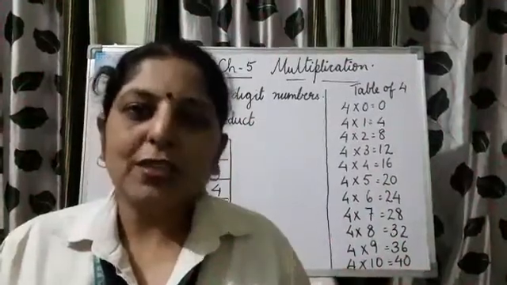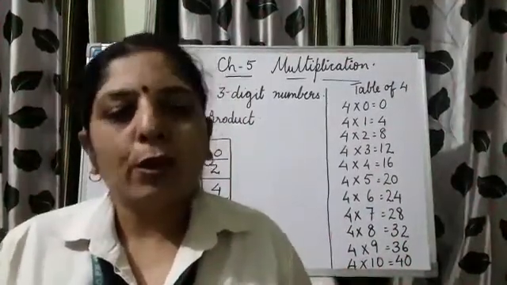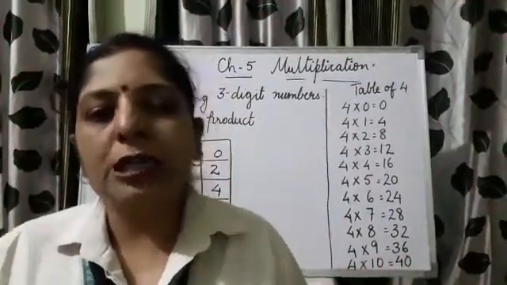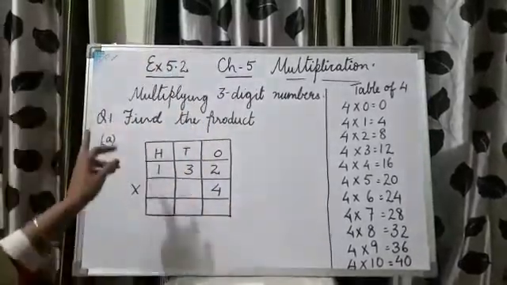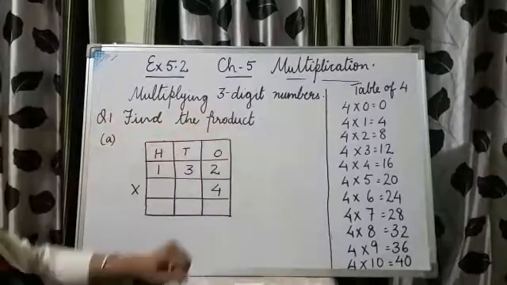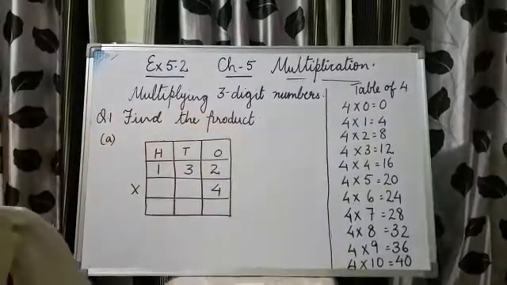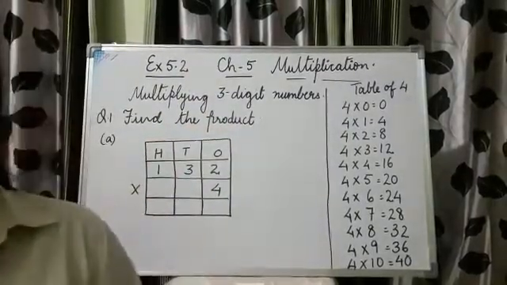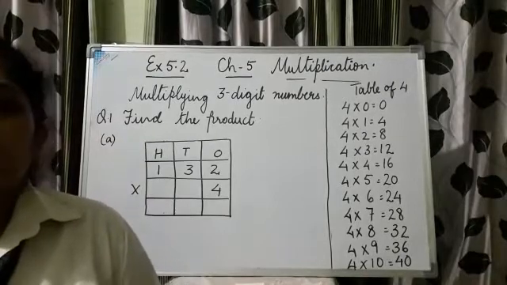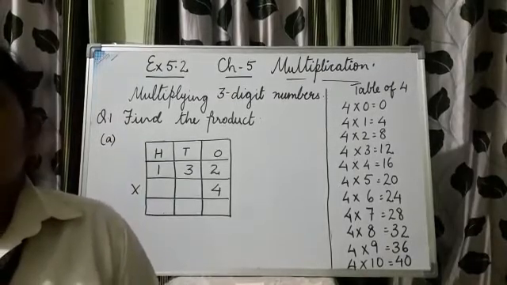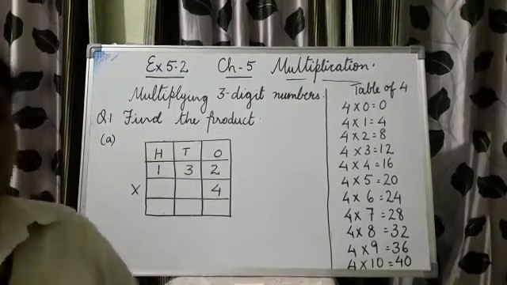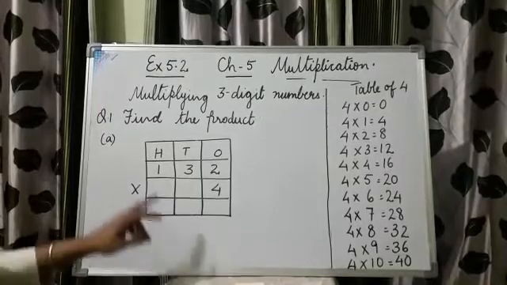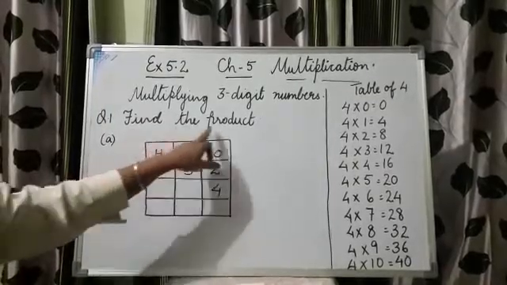Welcome to this session. Today we are going to continue our multiplication chapter, that is exercise 5.2, multiplying 3-digit numbers. Students, till now you have done 2-digit multiplication in your class 2. Now we are going to go ahead with 3-digit multiplication. The first question says find the product.